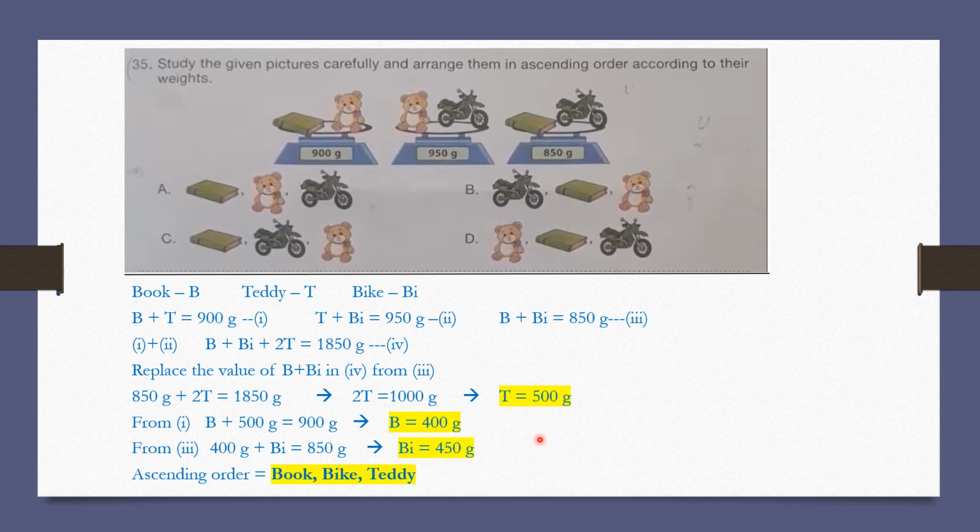Now we have to arrange in ascending order. So lowest is book, then bike, then teddy. So book, bike and teddy. So our answer is option C.